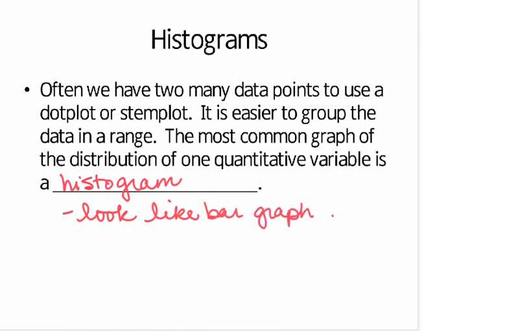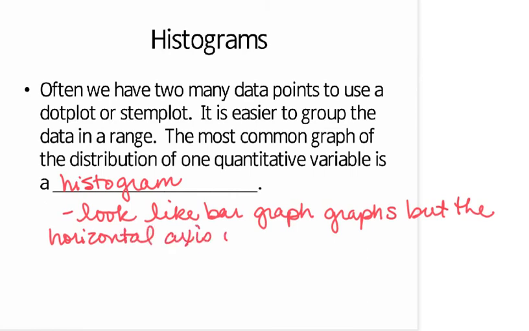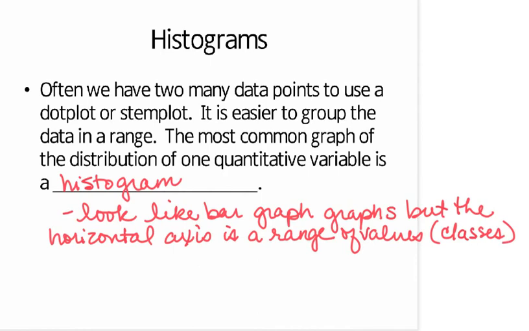They look like bar graphs, but the horizontal axis, sometimes you do it on vertical, but most of the time we'll do horizontal axis, is a range of values. Instead of categorical as in bar graphs, we're going to use a range of values, and we call these classes. I don't think it says this in your book, but when you're looking at classes, 5 to 7 classes are pretty common. If you do too many, it just gets bulky.